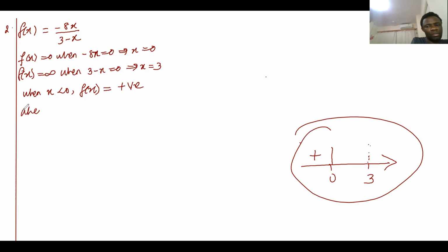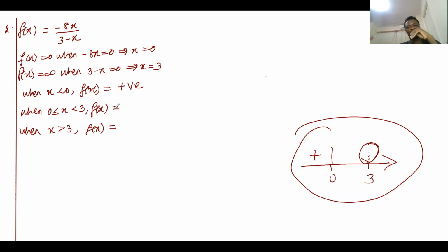Now, when 0 is less than or equal to x, then less than 3. Remember, this is not going to be a closed interval at 3, this is going to be open. This is the closed one. What happens? Can somebody check? And finally, when x is greater than 3, what happens to f of x? Yes, I'm waiting. Go to the chat now. For the first one, 0 less than or equal to x less than 3, is the function positive or negative?